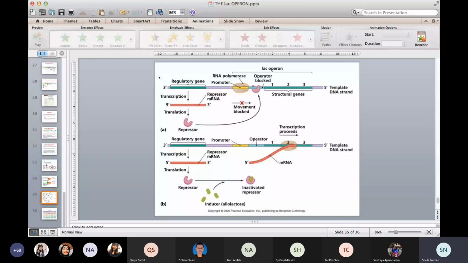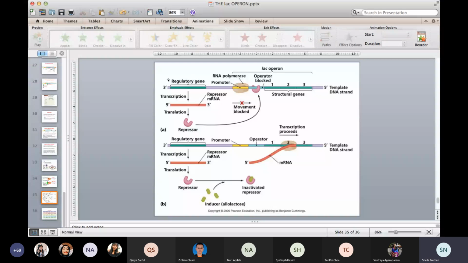And then at the same time, you have CRP-cAMP also binding here and keeping on bringing in new RNA polymerase molecules to keep moving in this direction to produce more and more mRNA, which will be translated to give you high amounts of beta-galactosidase, high amounts of permease, and high amounts of transacetylase.